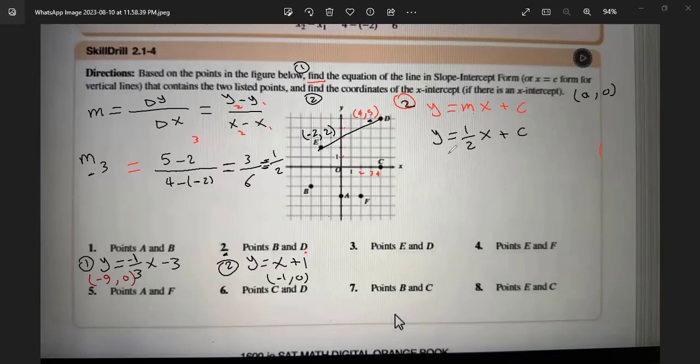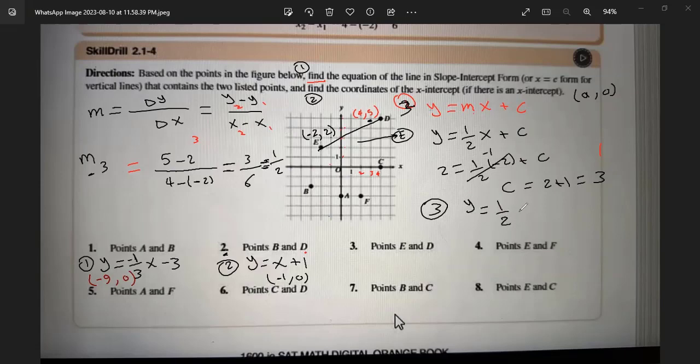Now we have to check by any point. This point is easy now, I think. We have half times minus 2, plugging in point E, plus c equals 2. So this one is negative 1 by calculator. So c must be 2 plus 1. c equals 3. Our third one here is y equals half x plus 3. Is it clear?